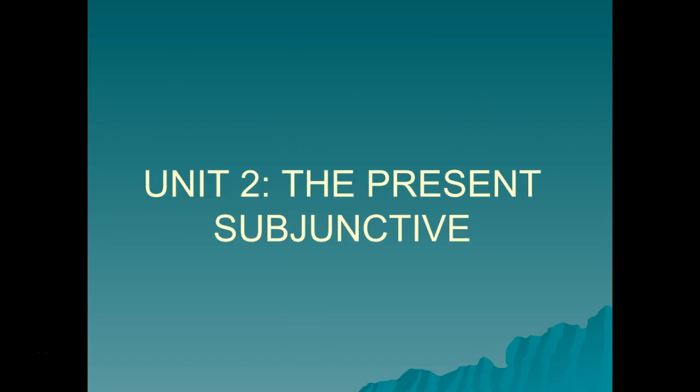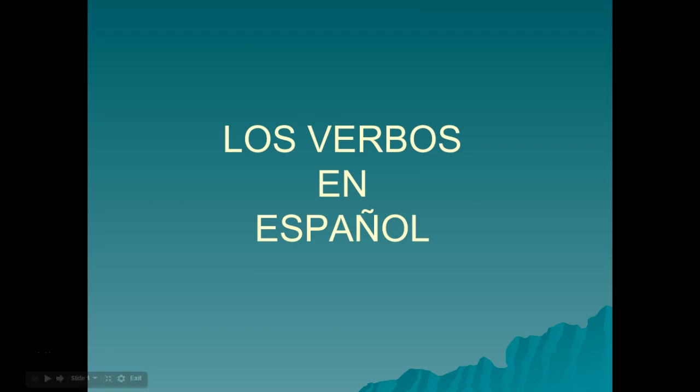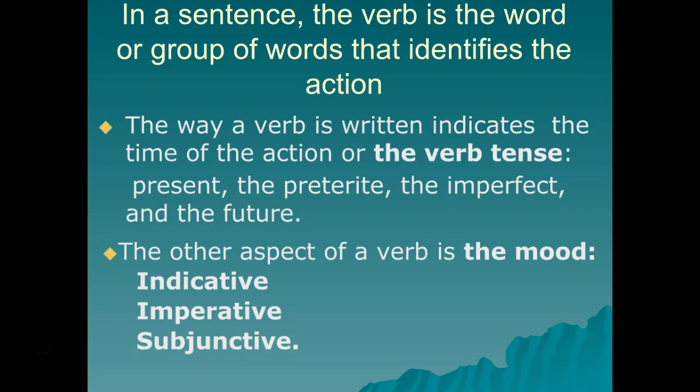Unit 2. The purpose of this unit is to study the present subjunctive. Students will be able to recognize and use the subjunctive. Los verbos en español. In a sentence, the verb is the word or group of words that identifies the action.